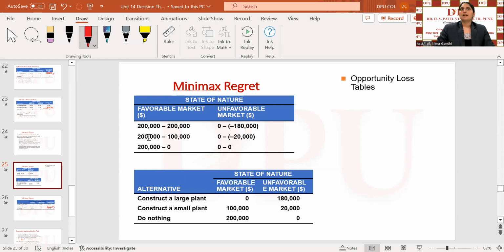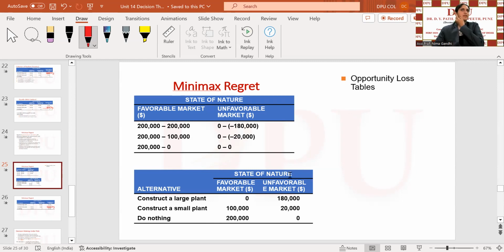If they do nothing and the market remains favorable, they are losing the chance of making the whole 2 lakh profit. So this is the value written here. If they do nothing, this is the regret they have, the opportunity loss. They have lost the opportunity to make a profit of 2 lakh.